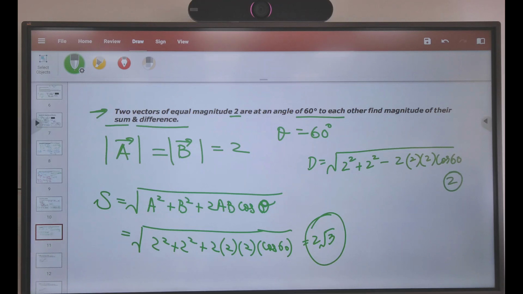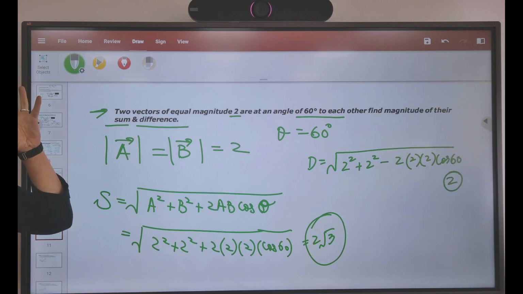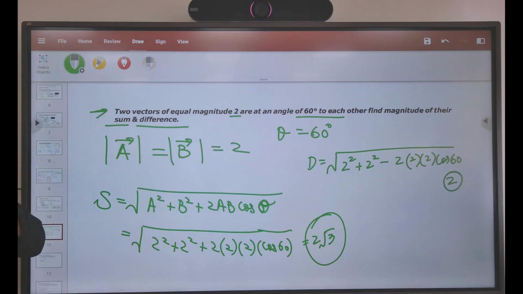Is that clear? Now, can anyone draw the direction of sum and difference at their places? The direction of their sum, that is the resultant. Show me the direction of the resultant. Show me the direction of the difference.